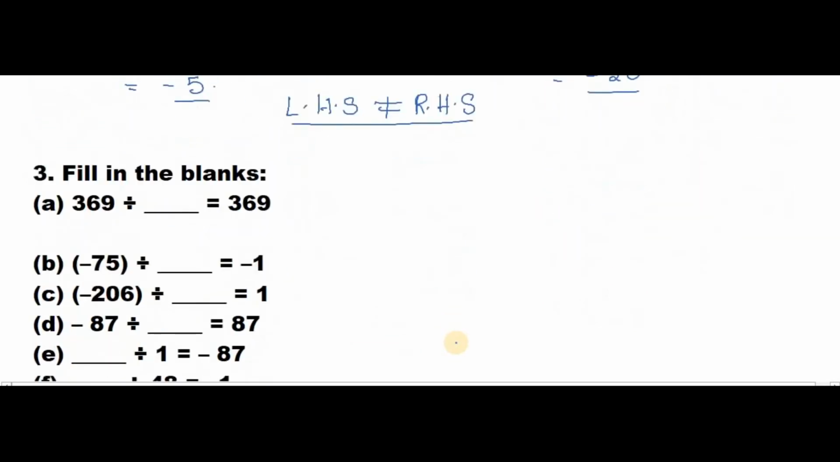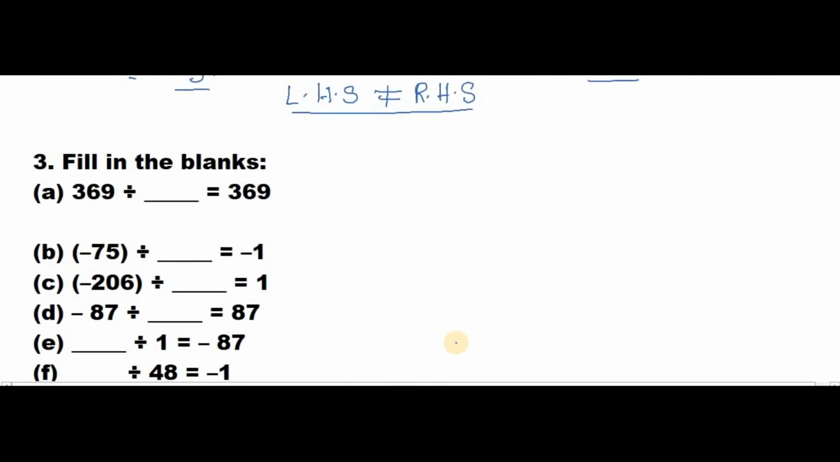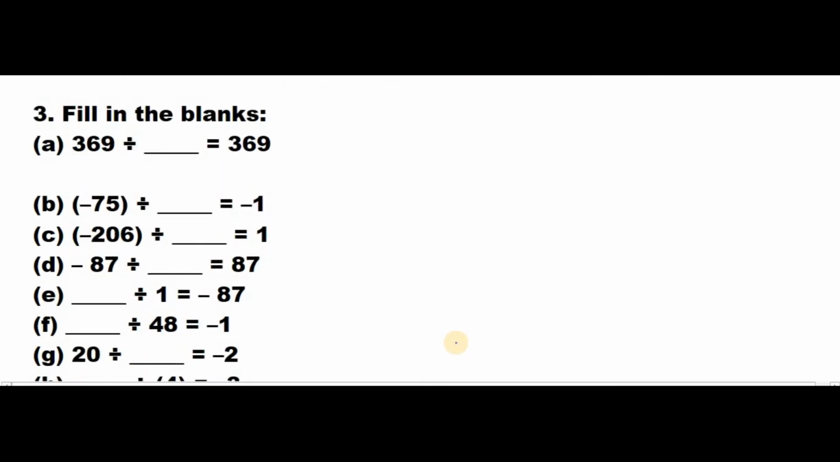This is the conclusion over here. Now coming to this question, fill in the blanks. Okay students, now in this fill in the blanks, some number 369 divided by a number will give you 369. How can we find this? If a number is divided by 1, then the quotient will be the same number, whatever number you divide, right?